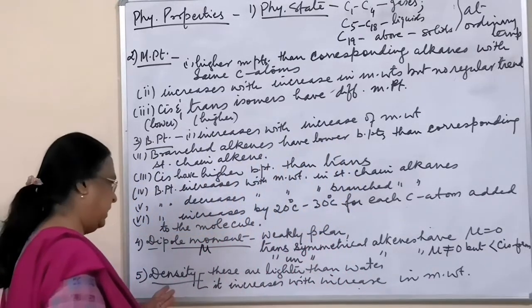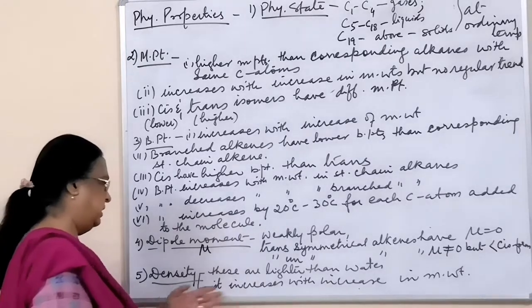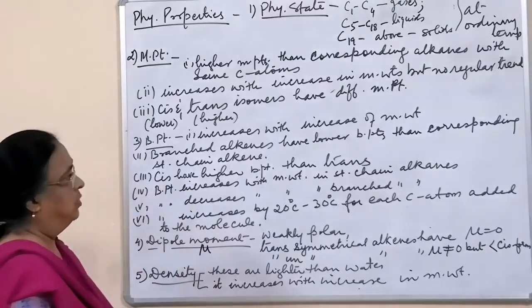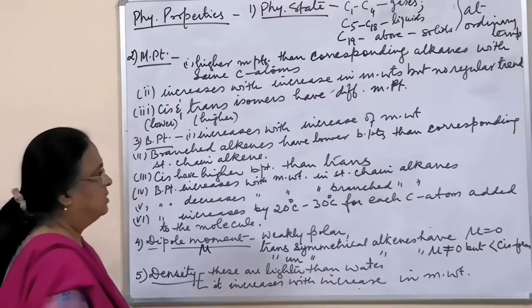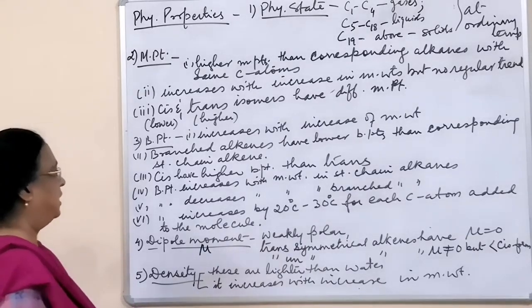Then the fifth, density. These are lighter than water. That is one point. Second point, density increases with increase in molecular weight. So I have jotted down important points, and you will have to memorize this. And now we'll do the chemical properties.